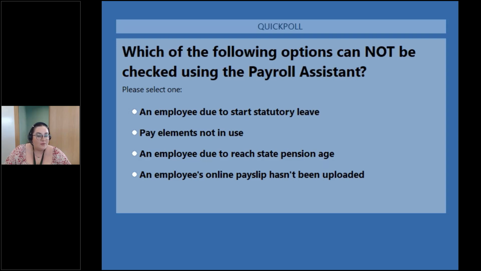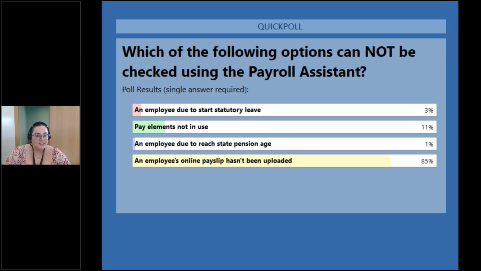Great, and I'll close that down now. So an overwhelming amount of you said an employee's online payslip hasn't been uploaded, 85% of you. Couple more on the other answers too, but the correct answer was an employee's online payslip hasn't been uploaded. So you aren't able to check that using the payroll assistant. You are, however, able to check the rest of them. So an employee due to start statutory leave, whether that's maternity pay, paternity pay, and remember the pay element's not in use, that was in the inactivity section. And you are also able to check whether an employee has reached or is due to reach state pension age soon as well. So those 3 options are able to be checked in the payroll assistant.